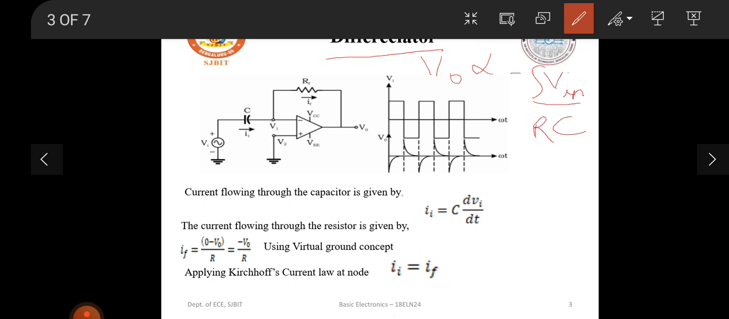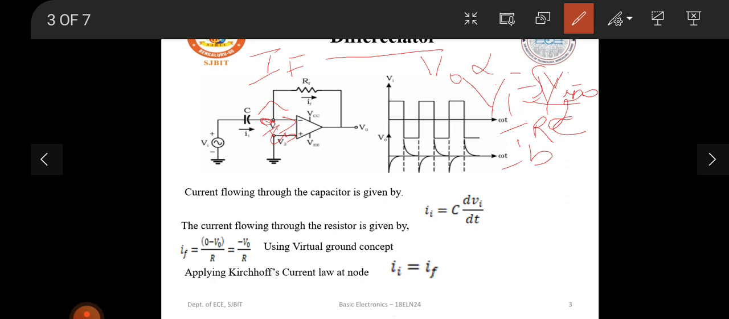Let us apply KCL at node V1. We have the point here, which we call V1. We know the current is going to branch across these two, so my I1 is going to branch as IF and IB, where IB is equal to 0 when we apply the virtual ground concept. We know that V1 is equal to V2 is equal to 0 from the virtual ground concept, which we discussed in the previous videos.